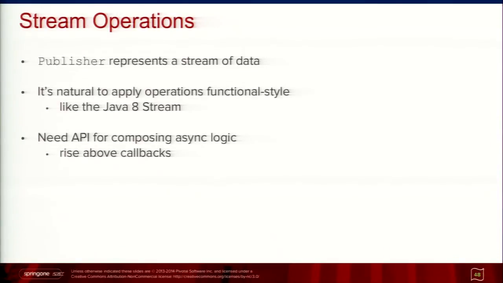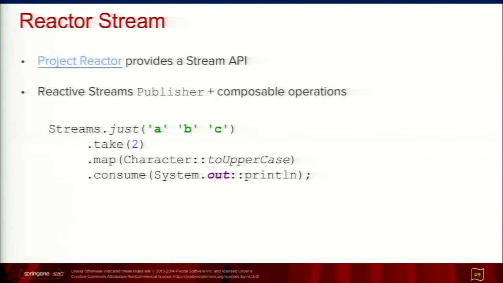And we have something called stream operations that we're thinking about here. Essentially, a publisher represents a stream of data, and you want to be able to apply some kind of operations on the data in functional style. If you're familiar with the Java 8 streams, that's roughly what we're talking about. That's the kind of API that can put you a level above the callback. So you're not physically subscribing to a publisher and then passing the data on to some other subscriber if you're in the middle of a chain. Right, so that's where we need something to provide us with these kinds of operators.